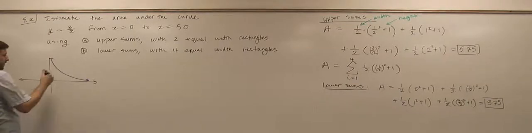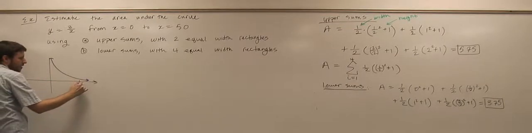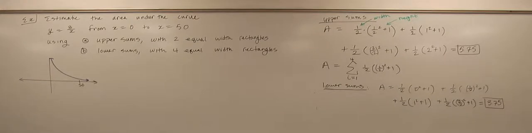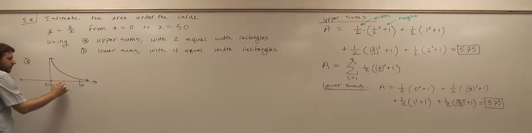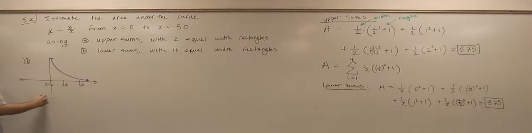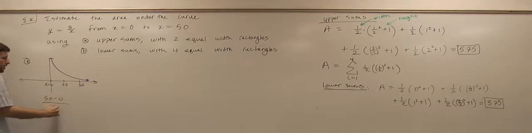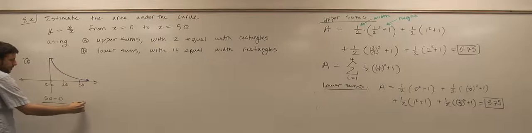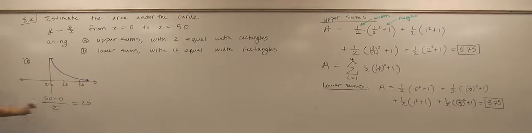So I'm estimating the area from 0 to 50. I want to use, for part A, 2 equal width rectangles. So if I'm going between 0 and 50, and I want 2 equal width rectangles, what am I going to have for my width? 25. Right, 50 minus 0 over 2 tells you your width.